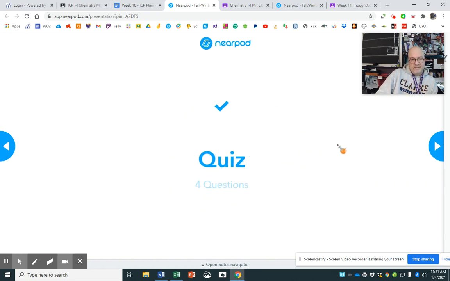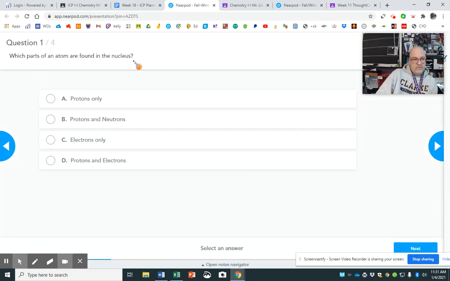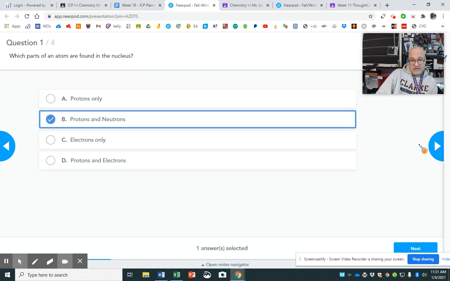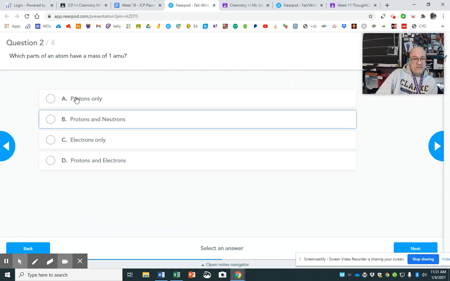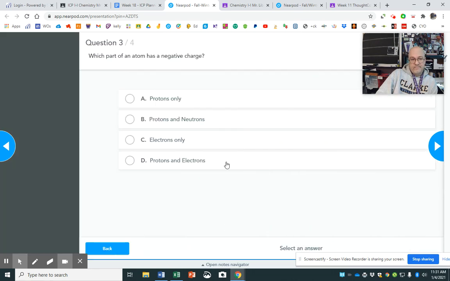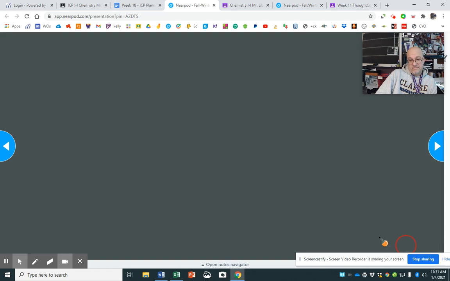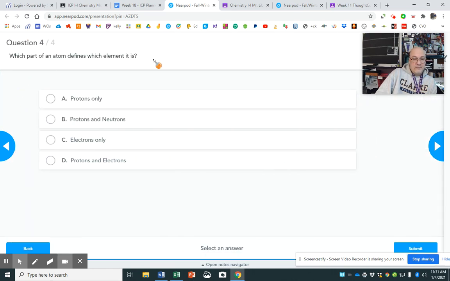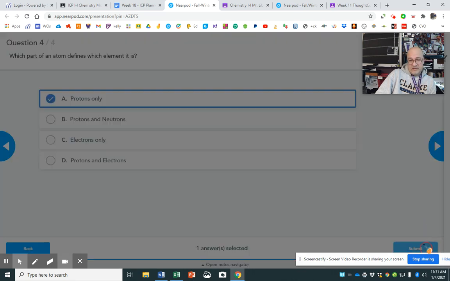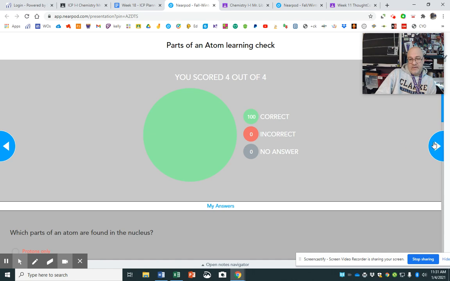Short quiz, please get them right. Which ones are found in a nucleus? Protons and neutrons, the electrons are outside the nucleus. What part of an atom has mass? Electrons don't weigh anything, so protons and neutrons have all the mass. Which has a negative charge? That's electrons. And which one tells you what the element is? It's only protons. You tell me the protons, I can tell you what it is. Okay, we got them all right.